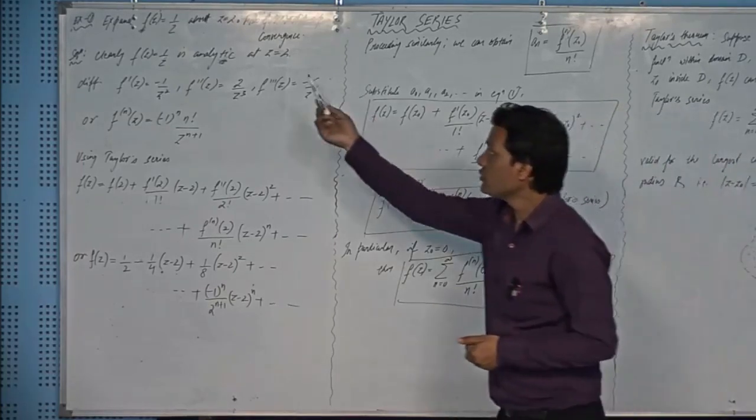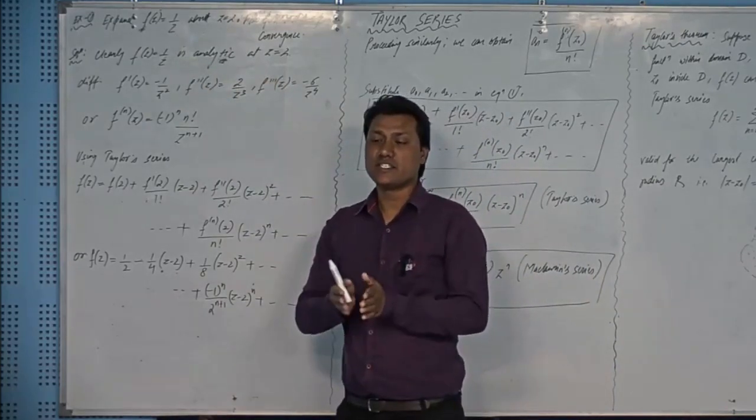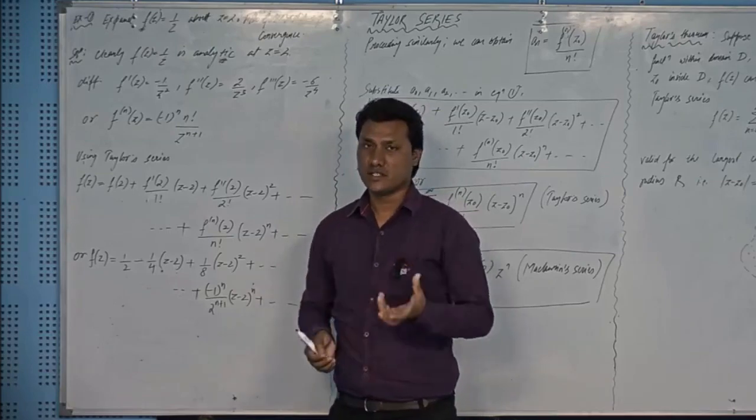Your center is z equal to 2, right? And your singularity is z equal to 0. So the radius is the distance between z equal to 0 and z equal to 2, and that is 2, right?